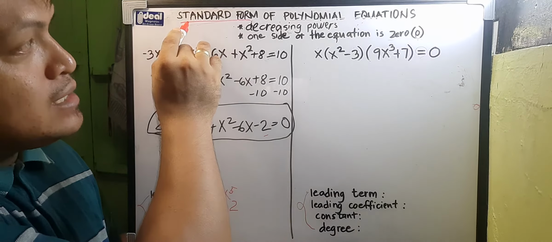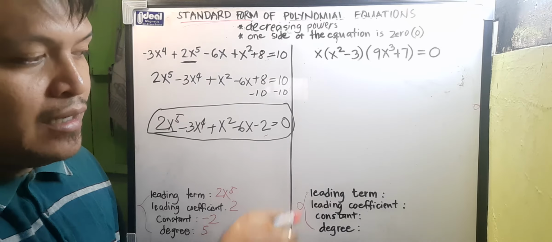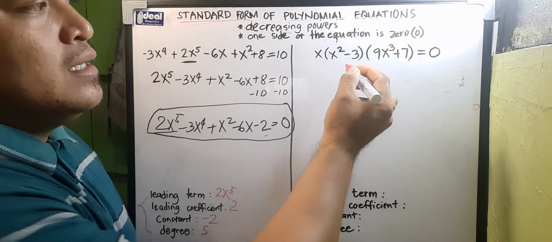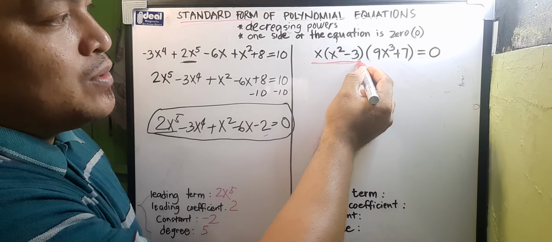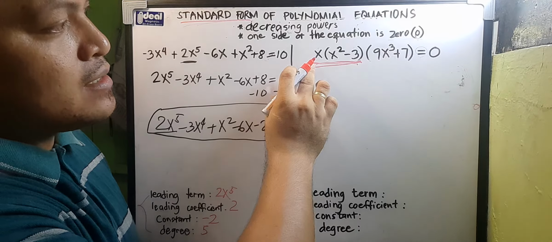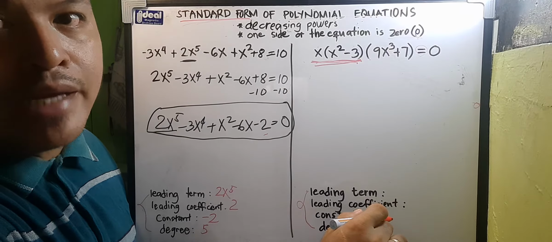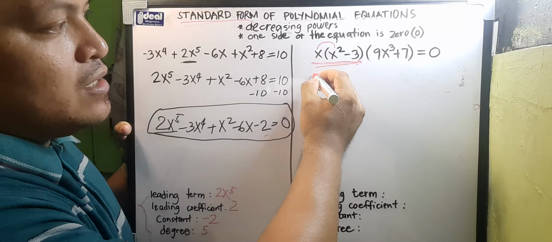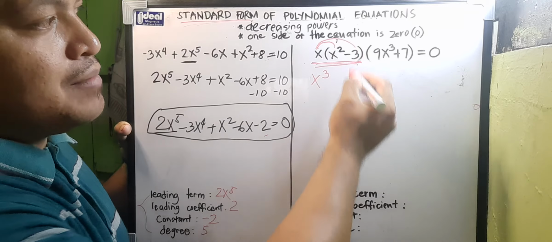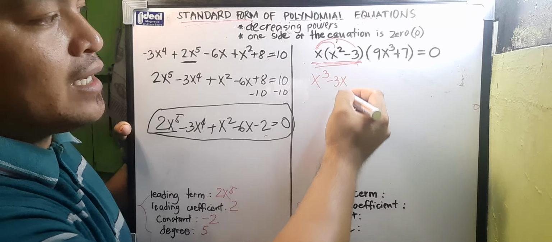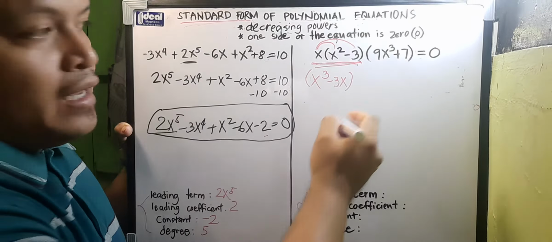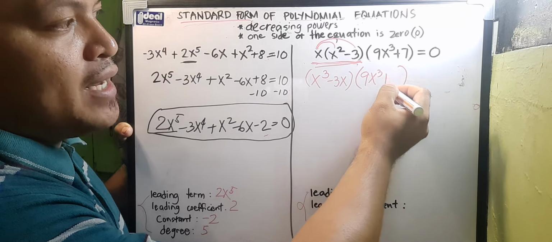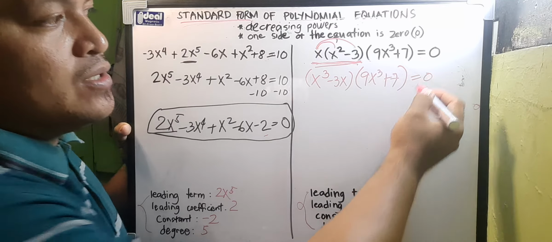So, kailangan natin itong isulat in the standard form para malaman natin ang leading term, leading coefficient, constant, and the degree. So, first thing to do is multiply these two factors first. So, x times the quantity of x squared minus 3. And we will apply the distributive property: x times x squared that is equal to x cubed, and then x times negative 3 that's equal to minus 3x. That is the product. And again, we will multiply the result to 9x cubed plus 7. And that is equal to 0.